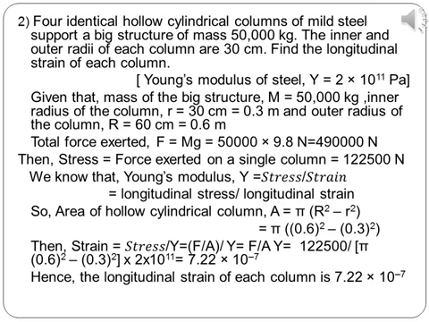As these four cylindrical columns support the mass of 50,000 kg, what should be the force exerted on them? It is equal to total mass into acceleration due to gravity, which is m into g, equal to 50,000 kg into 9.8 Newton, equal to 4,90,000 Newton.